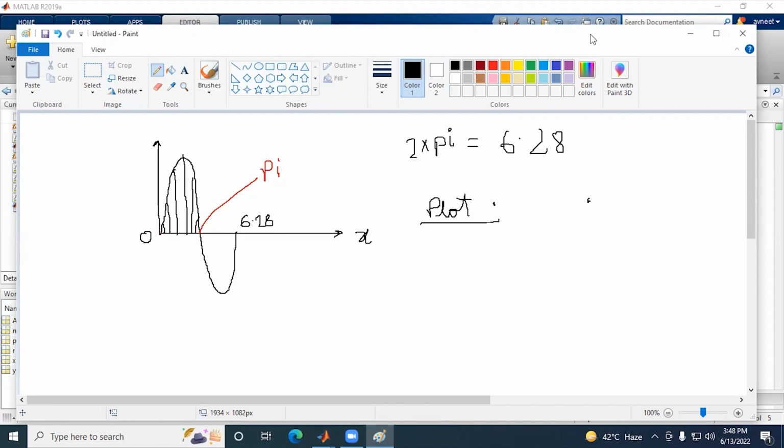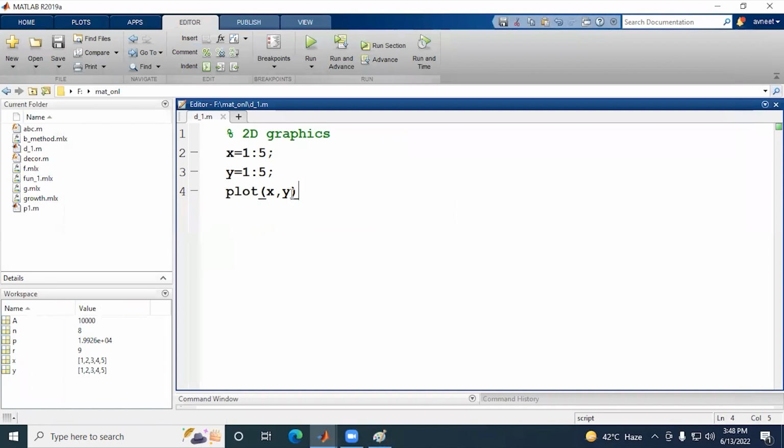So I am taking x equals 0 colon pi divided by, let's say, 10, till 2 pi. This is the distribution of points on the x-axis. The lower value is 0, the upper value is 6.28, that is 2 pi. And here I have divided each and every pi into 10 points.